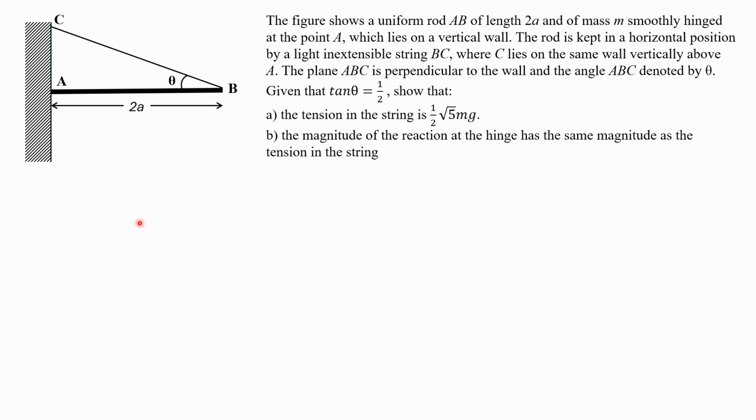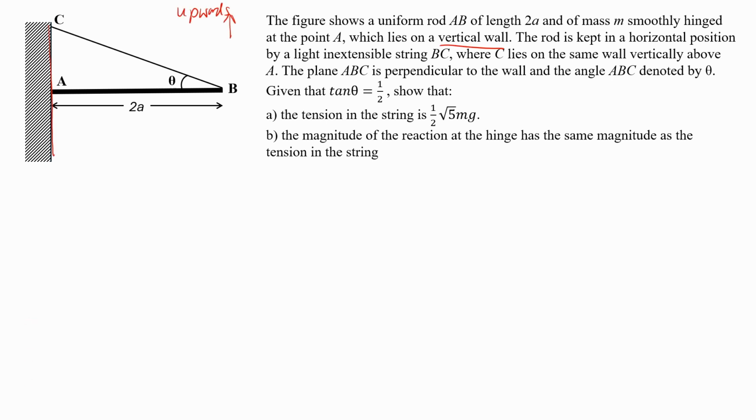Right, so we're told that we have a uniform rod, AB. So this is A over here, B over here. This is the rod, AB, of length 2a, which is provided, and of mass M, which is smoothly hinged at the point A, which lies on a vertical wall. Okay, this means that we are looking at this from the side. This is a side elevation. So this is the vertical wall, and this direction is upwards.